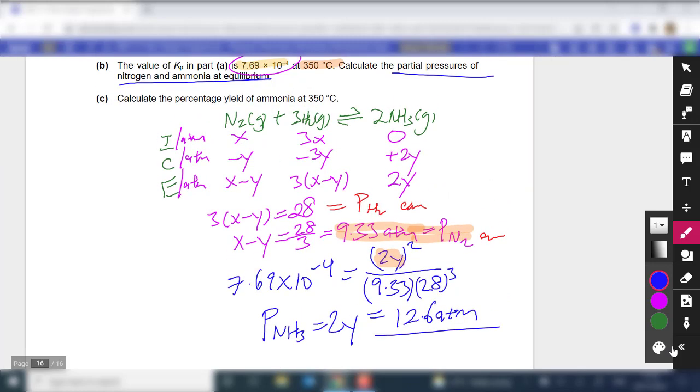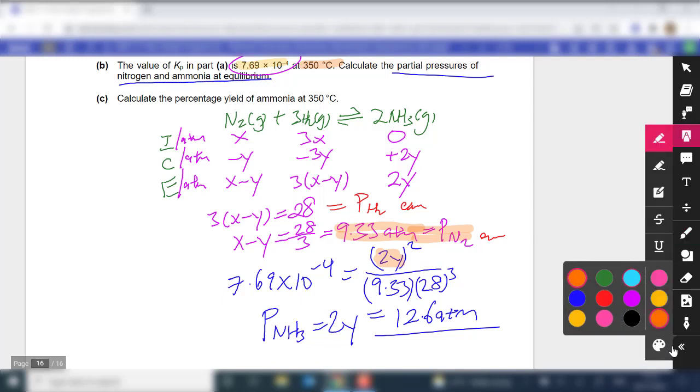Okay, then the final part is actually part C. Calculate the percentage yield of ammonia at 350 degrees Celsius. So now they want the percentage yield. What will we do in this case? We will now look at, let's say, if the reaction were to go to completion. If the reaction were to go to completion, I'm going to get the maximum amount of ammonia, and this is actually dependent on X and 3X. Why is that the case? Because they react in a stoichiometric ratio. So I can either look at X or 3X, but I think it's easier to look in terms of nitrogen, because the ratio of N to ammonia is 1:2.